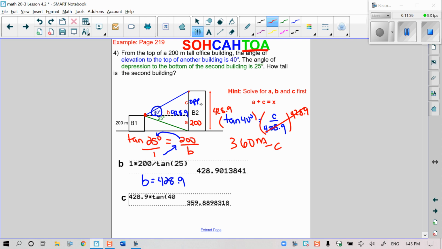So this side length right here, we can label side C, we now know is 360. And we know that the height of building 1 is 200. If I add these two together, I get the total height of building number 2. So building number 2 is 560 meters.